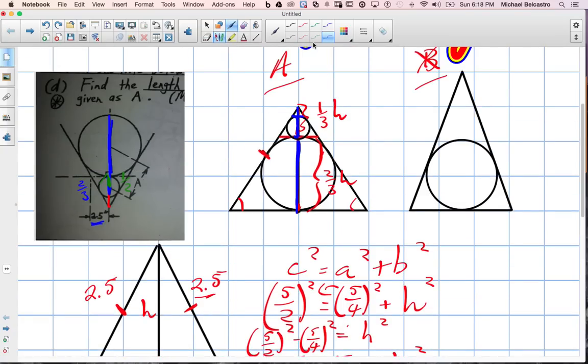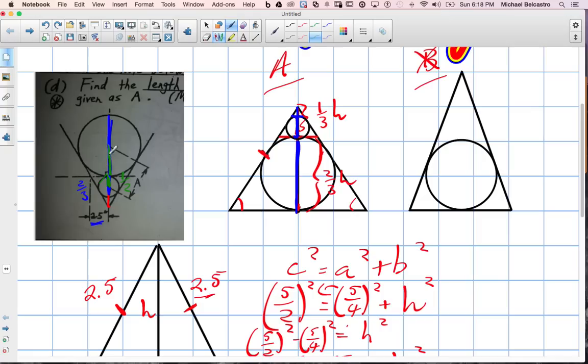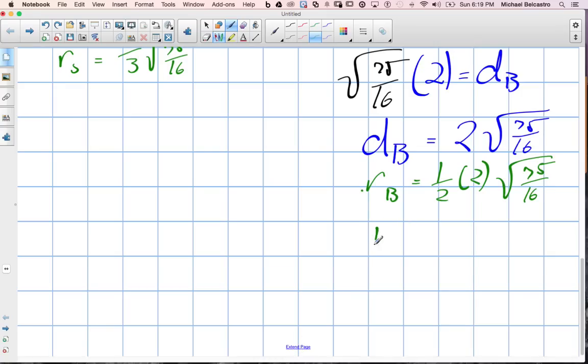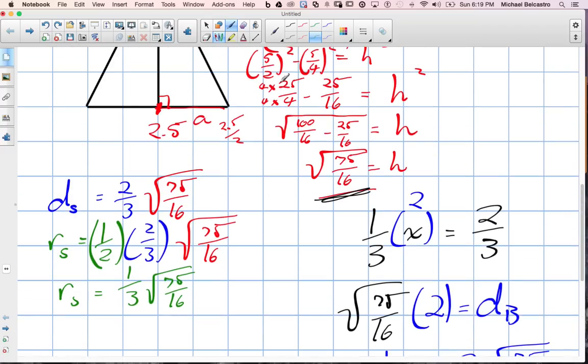But again, they're only asking for the radius. So the radius again is half of that distance. So the radius of the big circle is 1/2 times 2 times root 75 over 16. And 1/2 times 2 is just 1. We don't need to write 1 in. 1 times anything is just itself. So radius of the big circle is root 75 over 16. Great. We've now found those two radiuses.